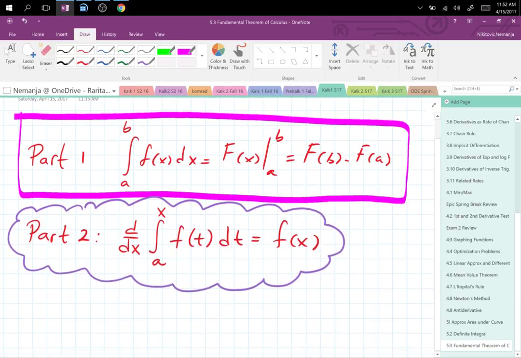First, I'm going to address this f of t dt rather than f of x dx. We call this a dummy variable because I will be plugging the variable x in as a value when I try to compute the definite integral. So I don't want to plug x into x. So we just change the variable to any other letter, and we use t.